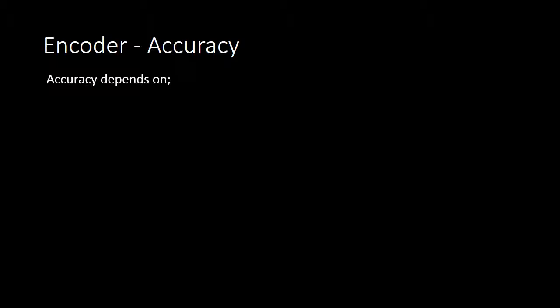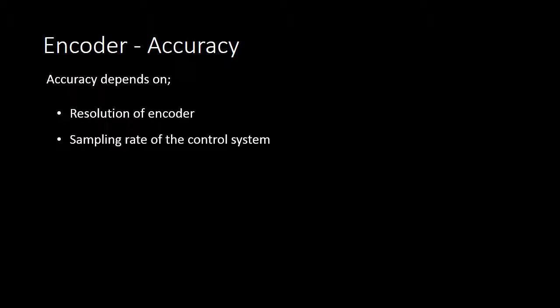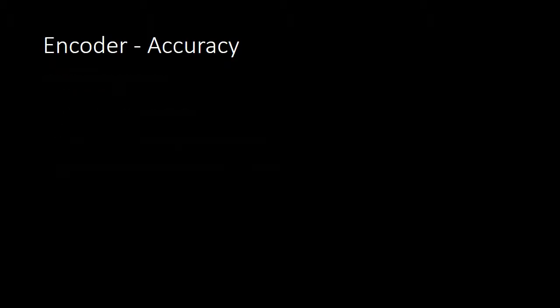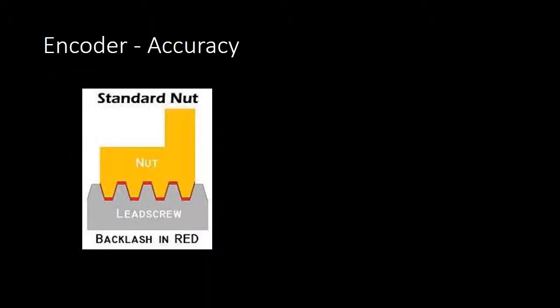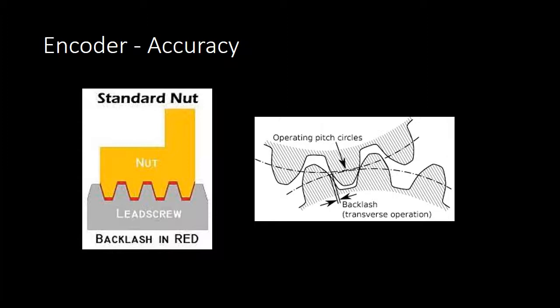The accuracy of the output will depend not only on the resolution of the encoder and the sampling time of the control system, but also on the condition of the equipment or system being monitored. Mechanical errors such as play in a lead screw, backlash in a gearbox, or the flexing of components will reduce the accuracy of the system, and installing a high accuracy encoder will not improve performance.